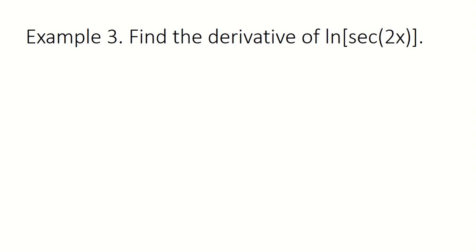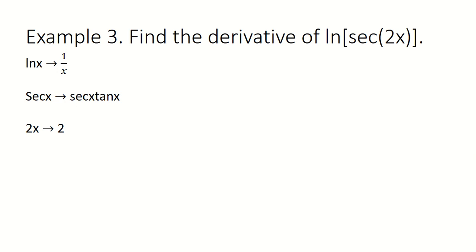Example 3. Find the derivative of the natural logarithm of secant 2x. Tatlo po ito, ln, secant and 2x. Anong derivative ng ln of x? 1 over x. Anong derivative ng ln of secant 2x? Of course, that is 1 over secant 2x. So, what is the derivative of secant x? That is secant x tan x. What is the derivative of secant 2x? Of course, that is secant 2x tangent 2x. Kopyahin lang ang 2x. Ano derivative ng 2x? 2.